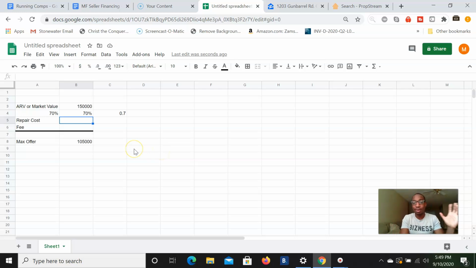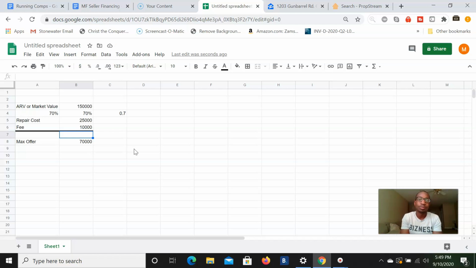So let's say this property has 25K worth of repairs needed. You're going to put $25,000 right here. Boom. Now you're down to 80,000, but you want to make money on top of this property, right? Let's say 10 grand. So right here, we put 10 grand. So your max offer has to be 70 grand. So you're going to be coming in at 60, 65,000 to see what they say.